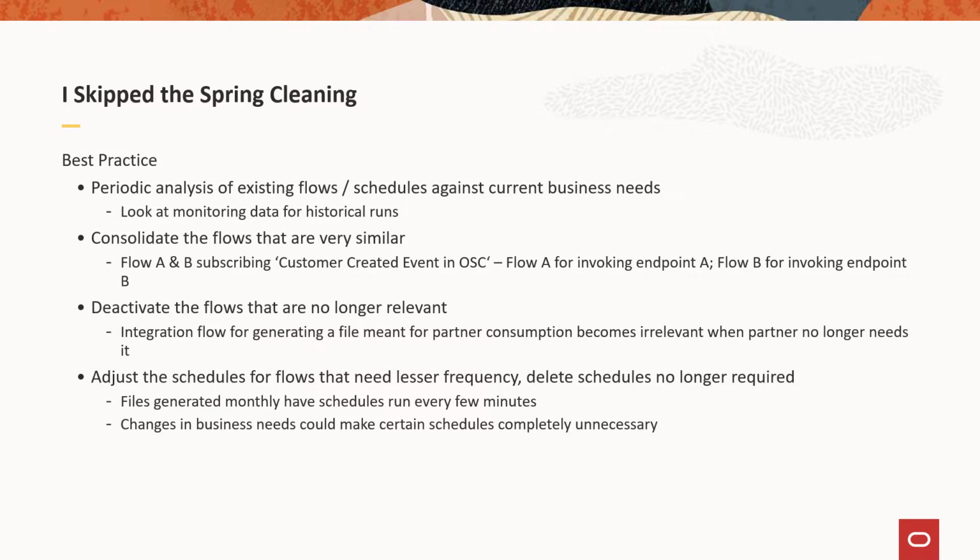Best practice here is analysis of those existing flows. So look at the monitoring data for historic runs. It might be that the flow is running but never picks up any data because the application it picked it up from is decommissioned. Look at flows that are both subscribing to the same event and consider either combining them or doing a publish-subscribe pattern if they really need to be kept separate. Get rid of flows that you don't need. If you've got flows that can get by, use lower frequency to reduce the load on the system. Delete schedules that aren't needed. Basically, clean up your mess.